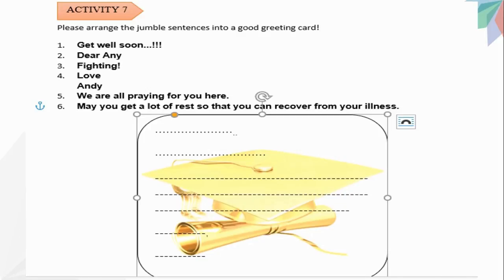And here in activity 2, we have some material. Please arrange the jumbled sentences into a good greeting card. Yes, it is in the analyzing level, a higher-order skill. So the students use their knowledge to rearrange the jumbled sentences into a good greeting card.